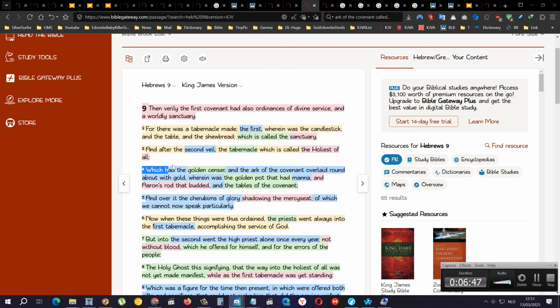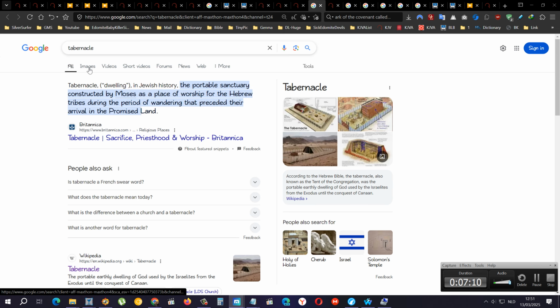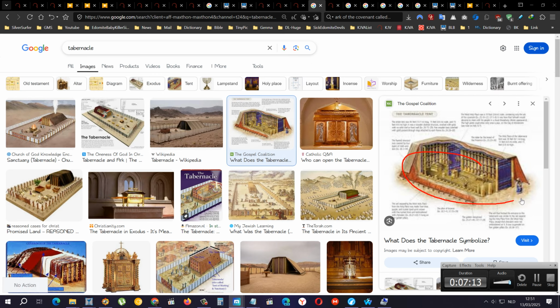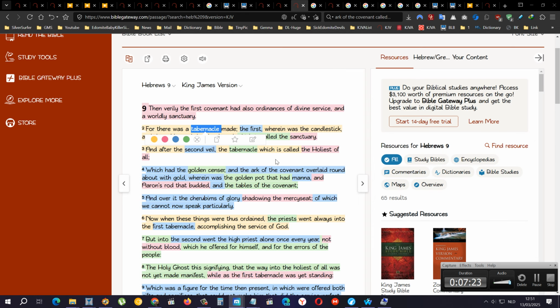Hebrews chapter 9 verse 4, which had the golden censer. So wait, let me start here. Verse 2. For there was a tabernacle made, the first, wherein was the candlestick and the table and the showbread, which is called the sanctuary. So this is the physical sanctuary of the Israelites, the physical one. The tabernacle here, inside, basically is the sanctuary, but this whole thing is the sanctuary. But where the showbread is and stuff like that, that is the sanctuary. But we, as a nation, the elect, starting with the elect star, I should say, are symbolically the sanctuary of the Lord.